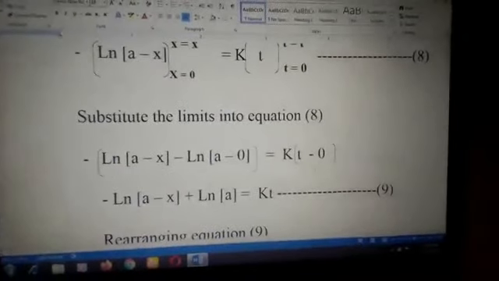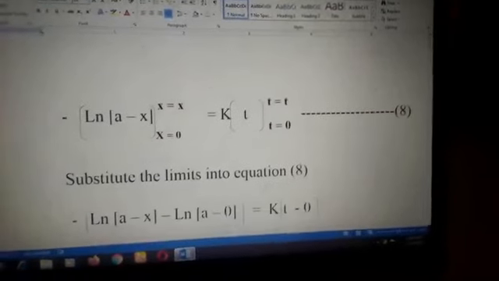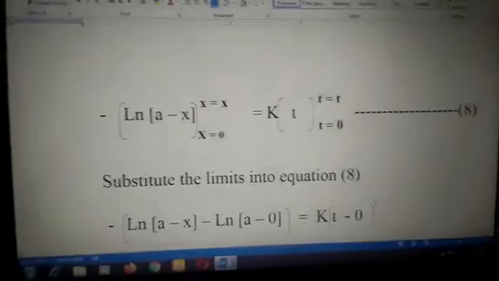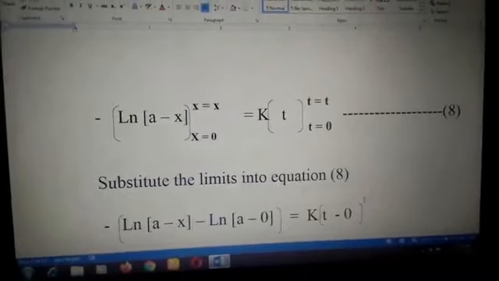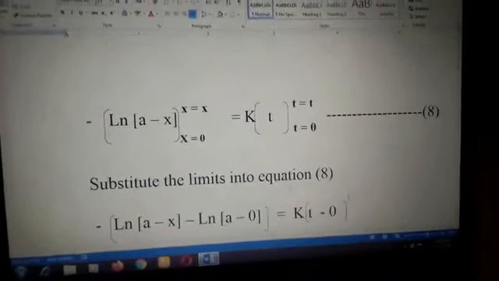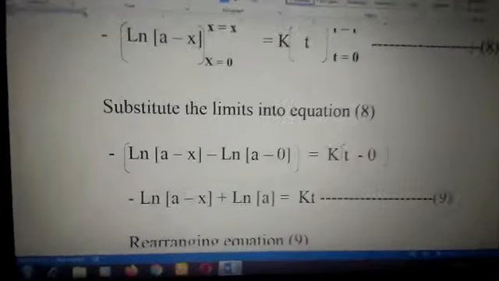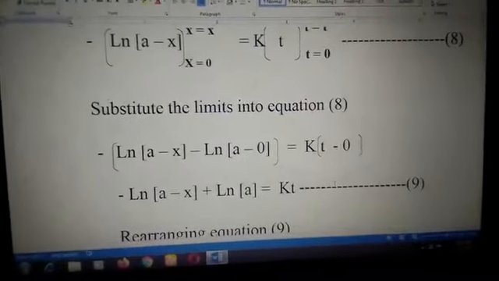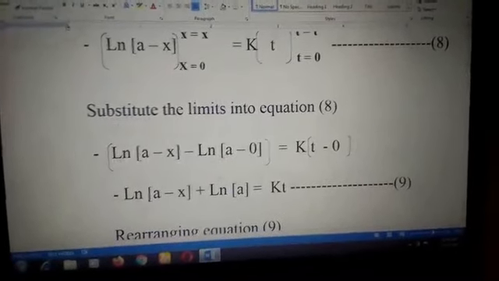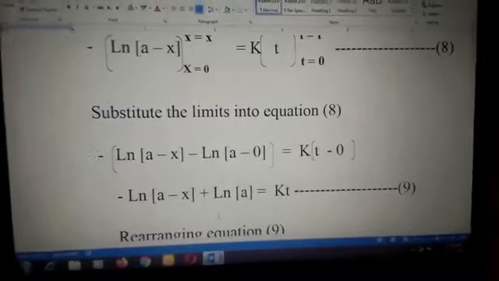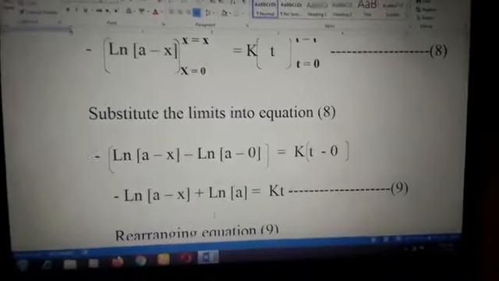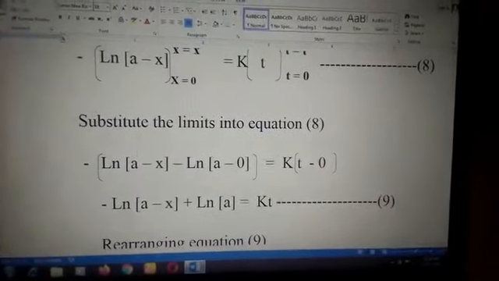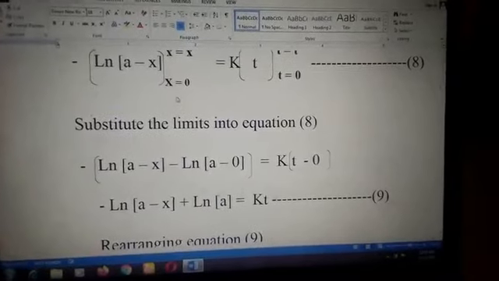We now substitute the limits into equation 8. Let's concentrate on the left hand side first. On the left hand side, I'll replace s with s and also replace s with 0. So you can see the working there. You have minus ln a minus s. So if s is equal to s, replace s with s, you see the same thing. Then minus ln a, replace s now with 0, so a minus 0. So replace the value of s with s and also the value of s with 0 and subtract the 2.